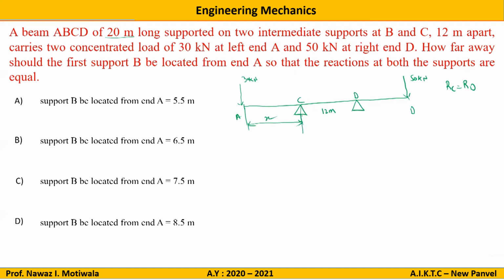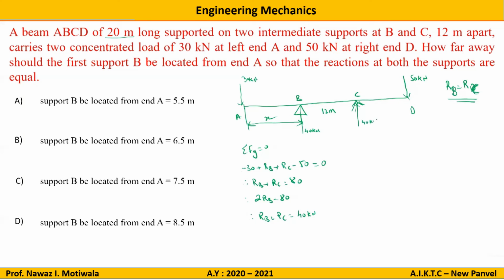Now, first we need to find out the reactions at B and C, and we are given that RB is equal to RC. If I write summation Fy equal to 0, I will get minus 30 plus RB plus RC minus 50 is equal to 0. So RB plus RC is equal to 80. But the condition is given RB equal to RC, so 2 RB is equal to 80, or RB is equal to RC is equal to 40 kilonewton.